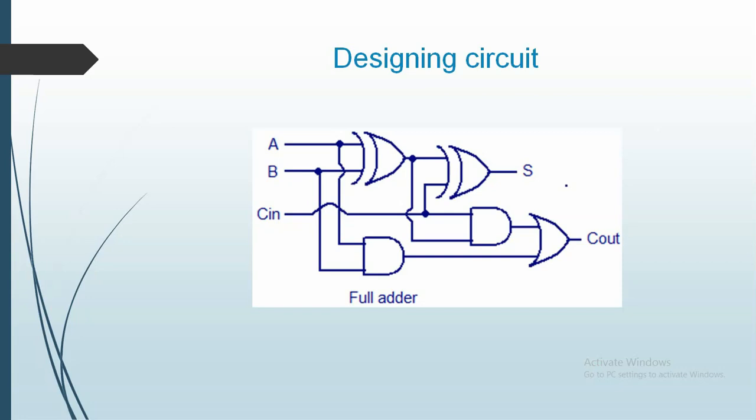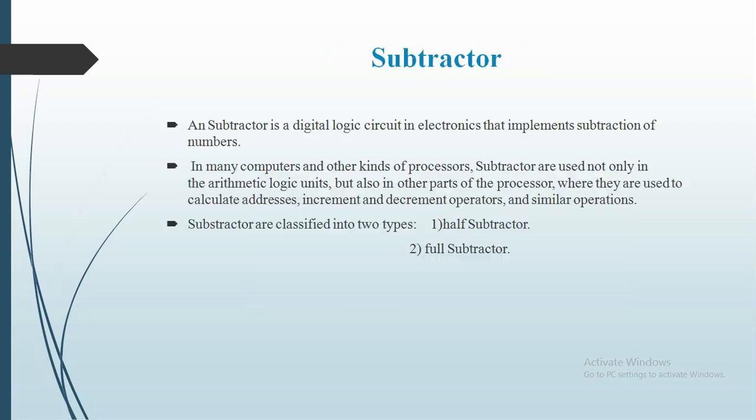Now we are moving towards the next part, that is the half subtractor and full subtractor. Before that we should know what subtraction is, so we start from subtraction. It is a digital logic circuit in electronics that implements subtraction of numbers in computers and some other kinds of processors. Subtractors are used not only in the arithmetic logic unit, that is the ALU, but also for processing purposes, as well as calculating addresses and increment and decrement operations, the same as shown in the adder.